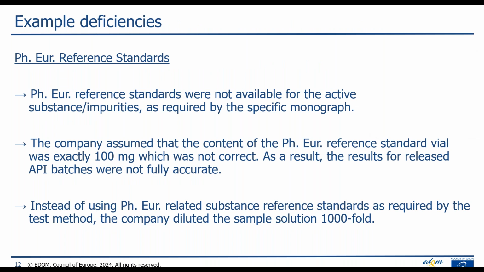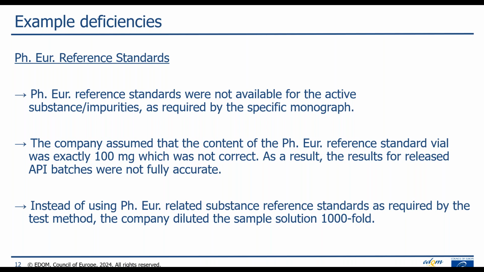So just to finish with the presentation then, I'll just run through some example deficiencies that we find during our inspections. So firstly, concerning the primary reference standards from the Pharmacopoeia, we might find that they're simply not available at the site. So they might be using some other reference standard or their own standard which hasn't been appropriately qualified.